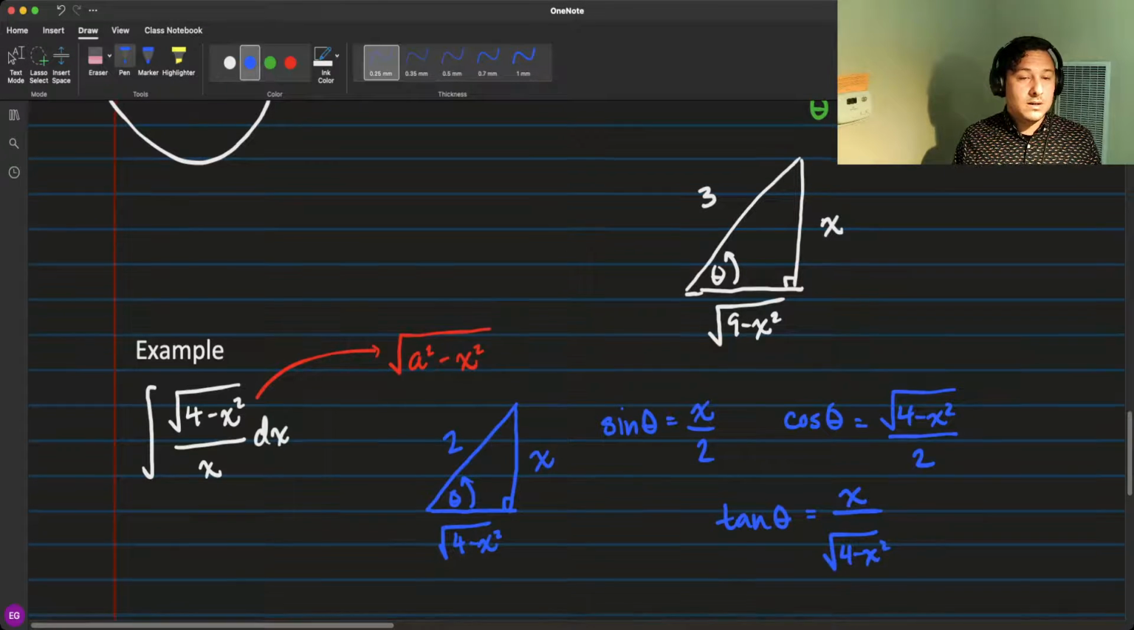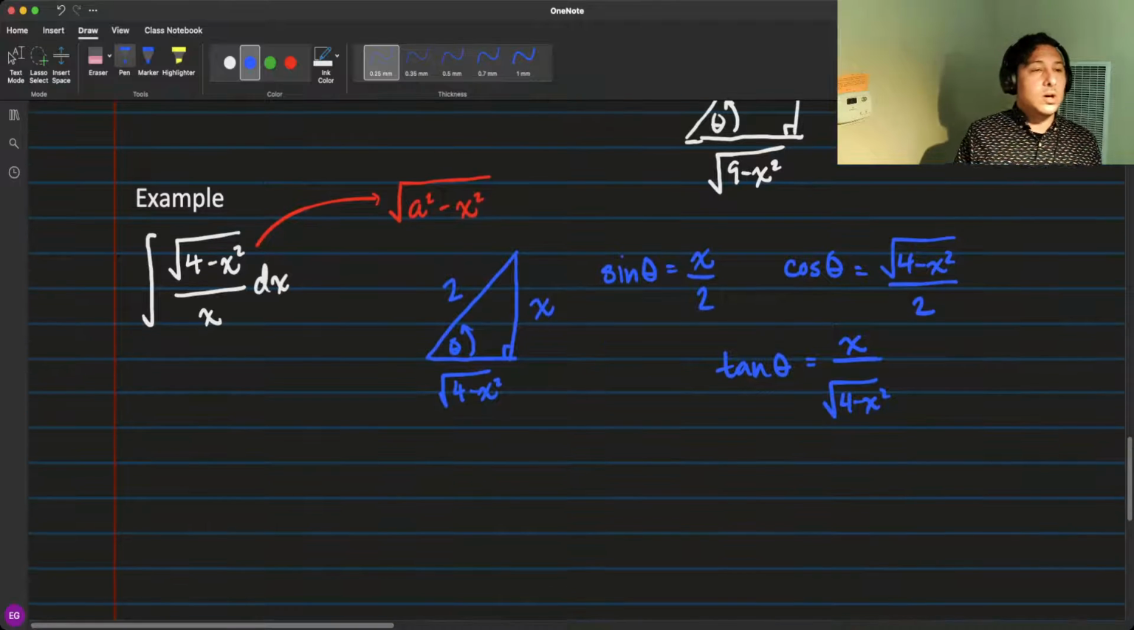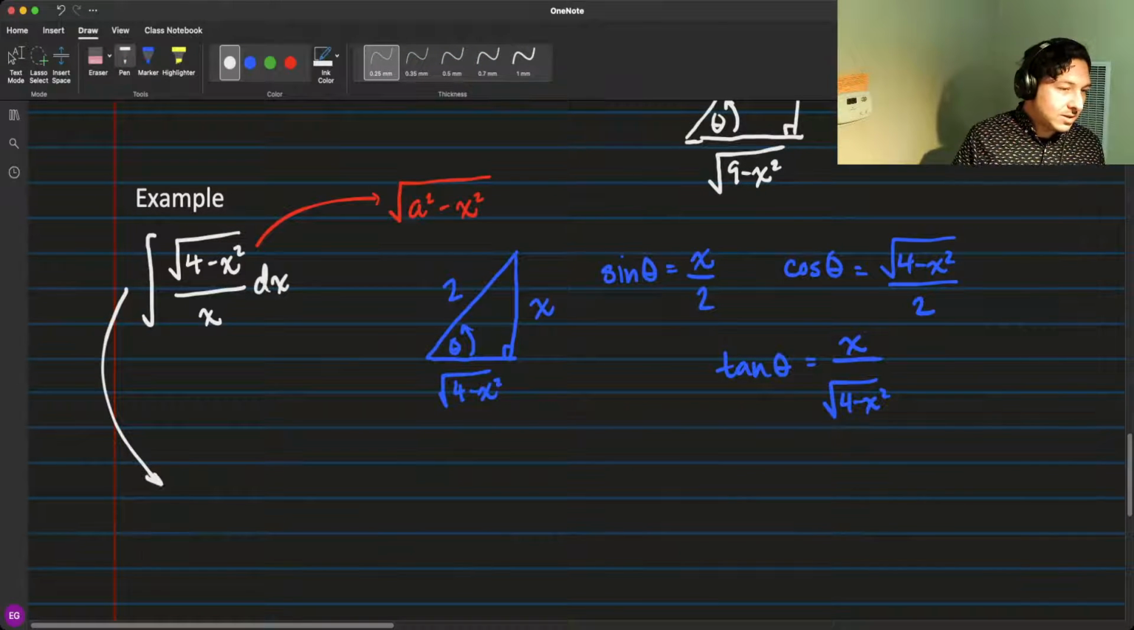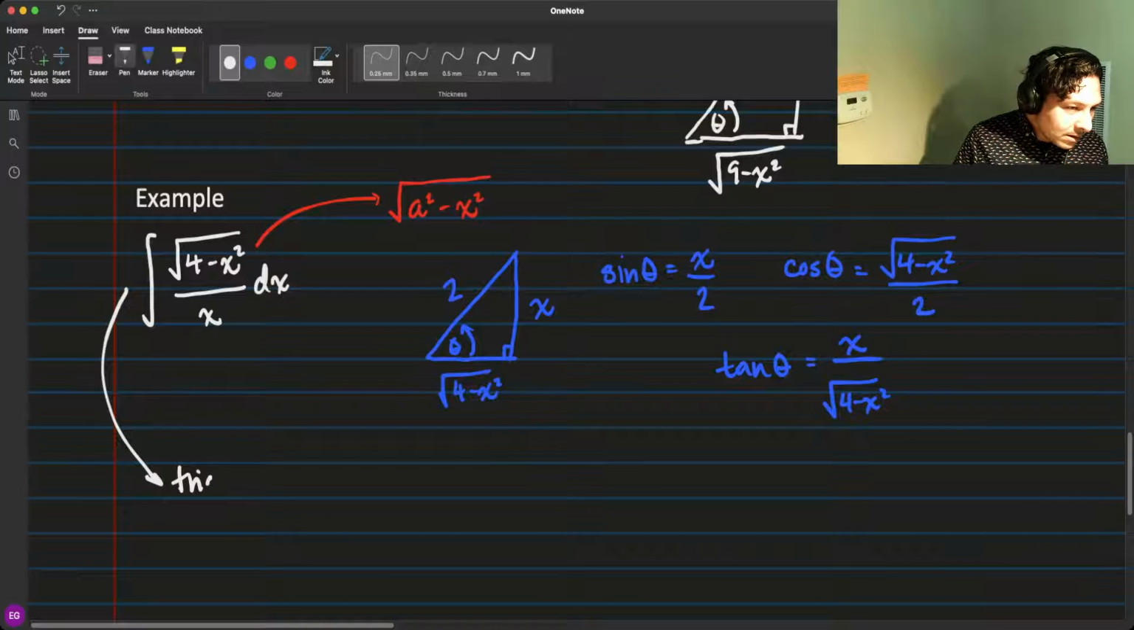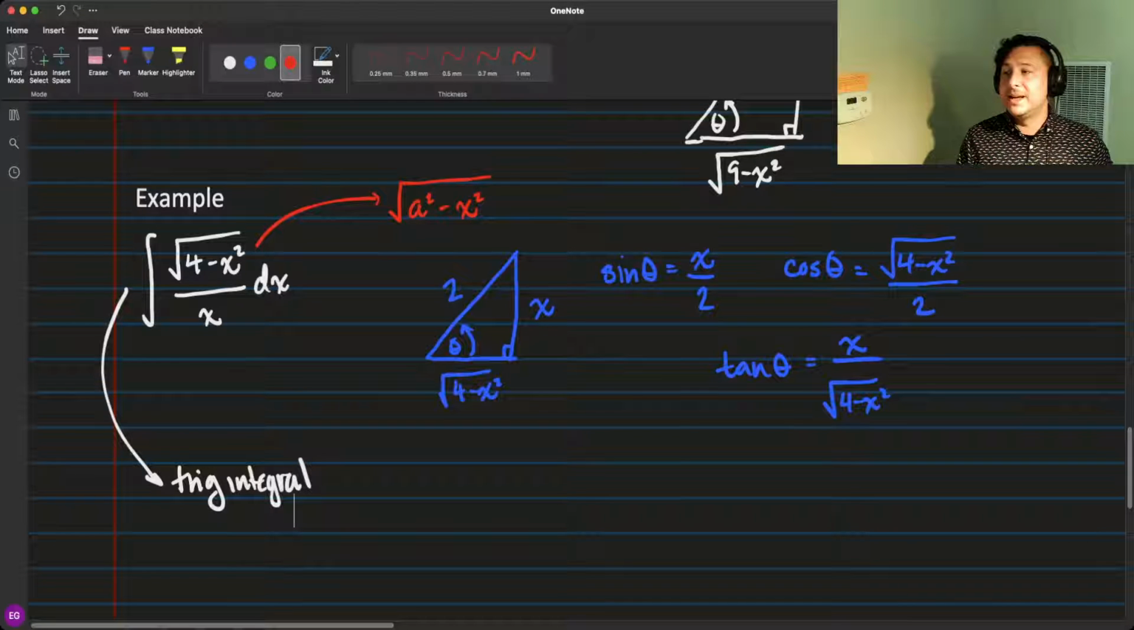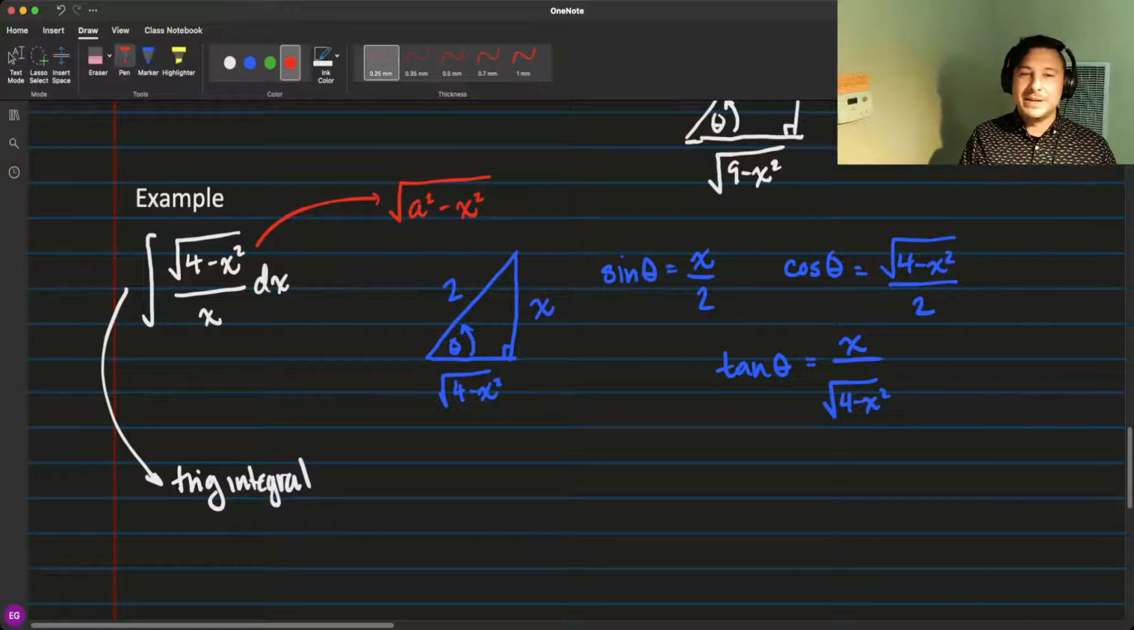Okay, so remember your goal here is to turn this thing into a trig integral. So I need to get rid of my x's. I need to get rid of my x's. That's hilarious. I made a funny.